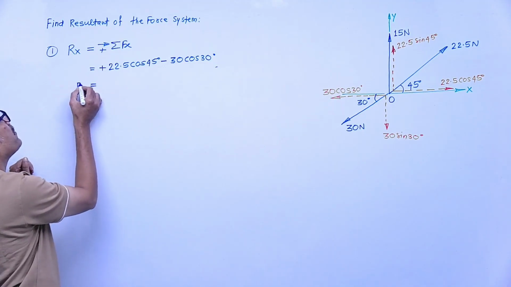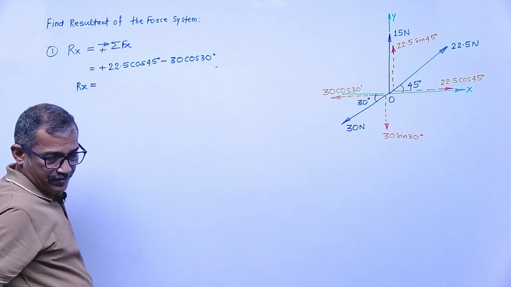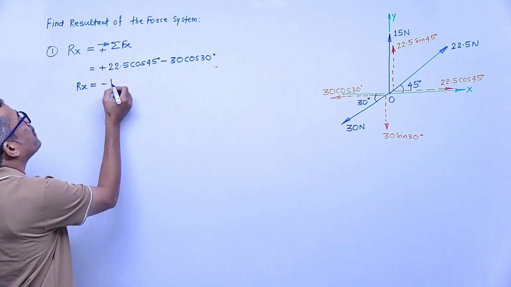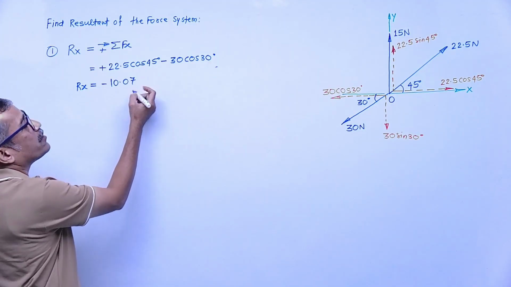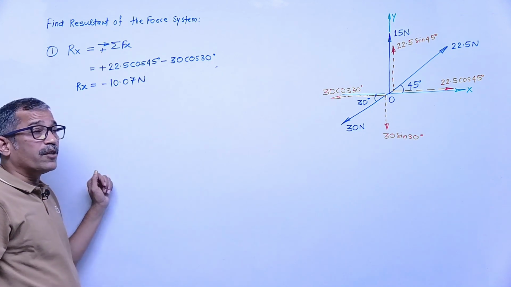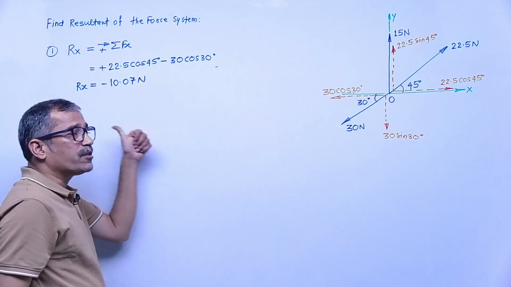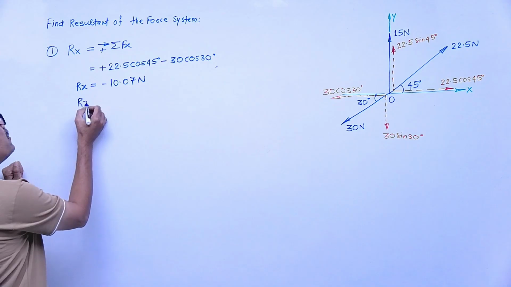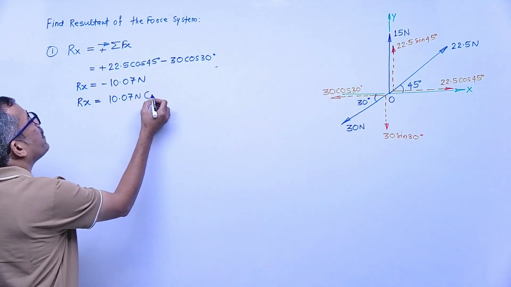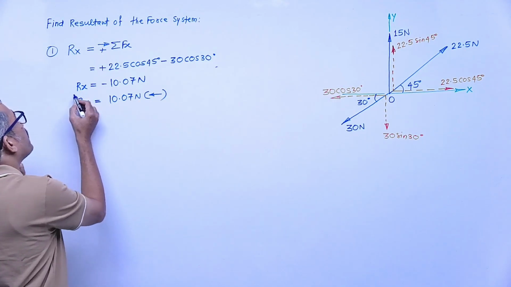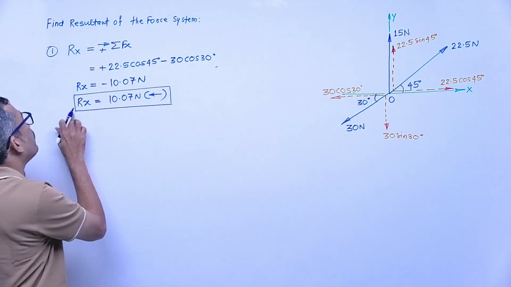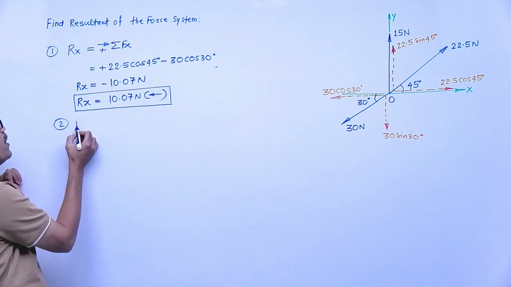Calculate Rx. What is the value of Rx? Minus 10.07 Newton. Unit is Newton. The negative sign represents what? Positive means rightward, negative means leftward. So the negative sign means leftward; therefore I will add the direction here. The meaning of the negative sign is that Rx is leftward.